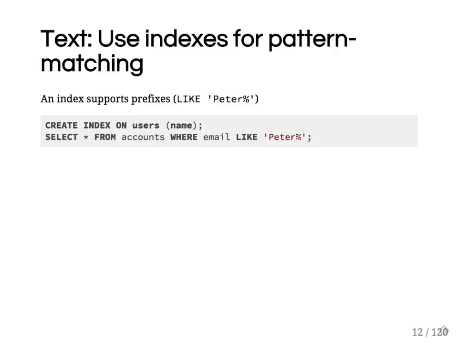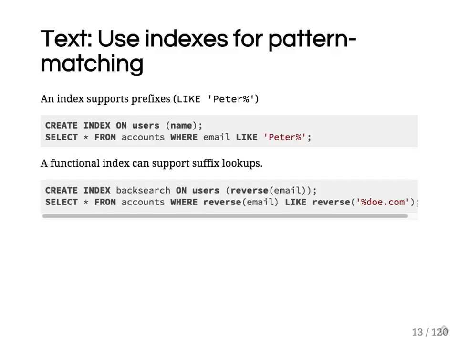I want to talk a little bit more about text and good habits for using text. When you're working with text, if you have an index and you do a LIKE query that has a prefix, the B-tree index will support that. If you have a reverse index, then you can do suffix matching. Now, this is really useful for people who have email addresses in their database, aka people who build web applications.